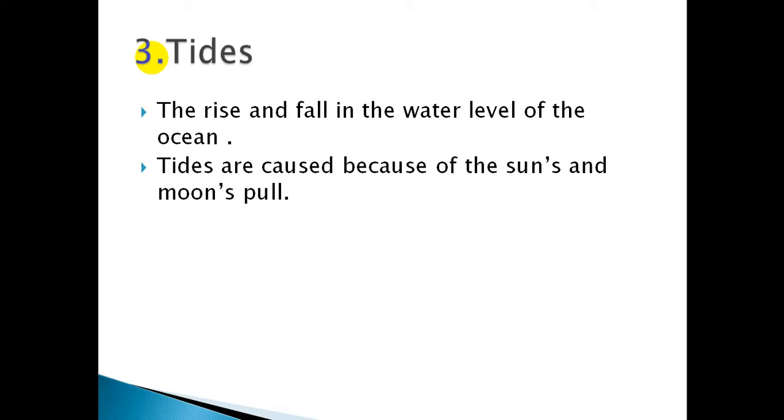What does tide mean? Tide is the rise and fall in the water level of the ocean, and this is different from waves. We will see how. Tides are caused by the sun's and the moon's pull, and also we will see how.